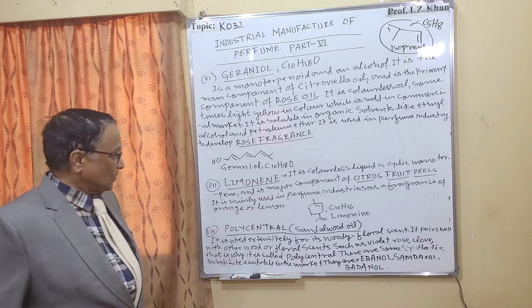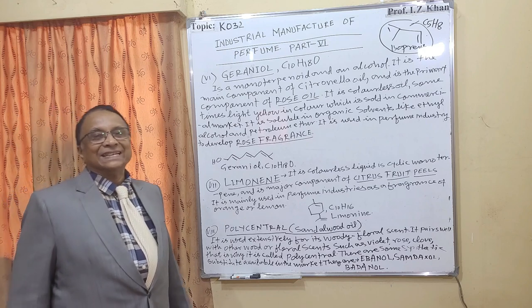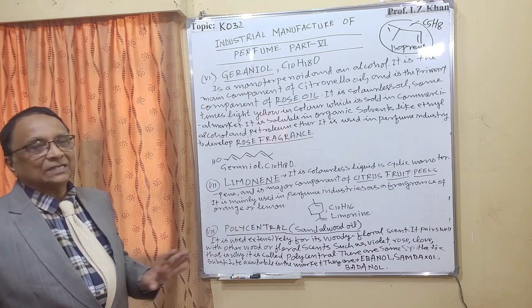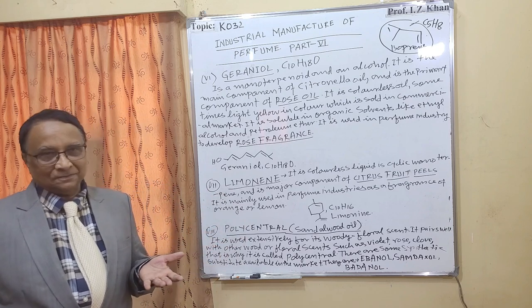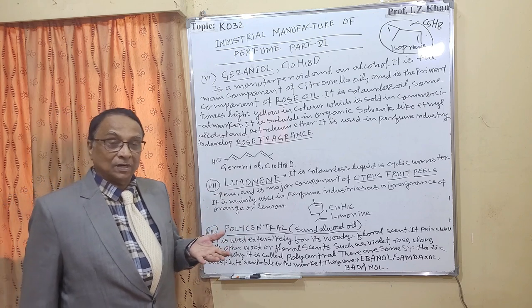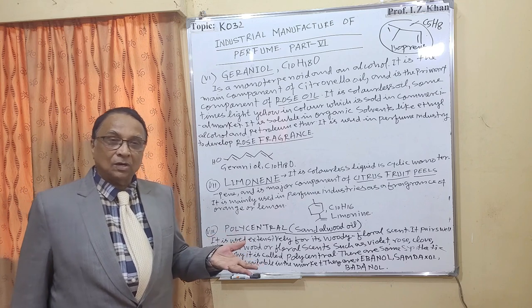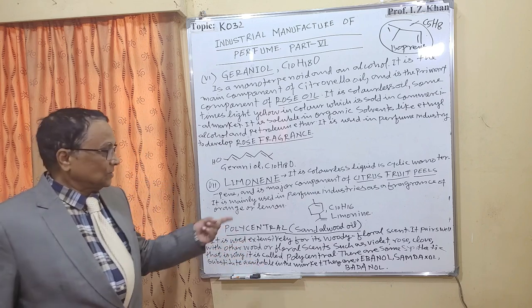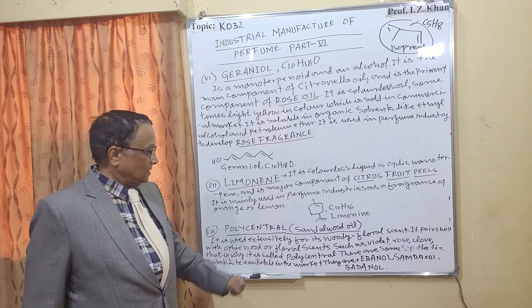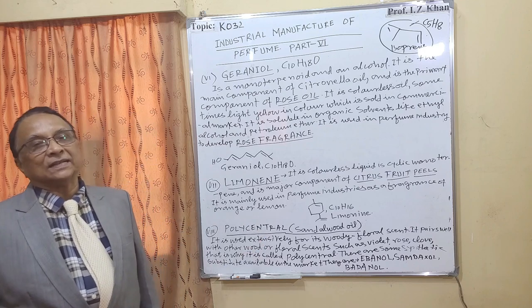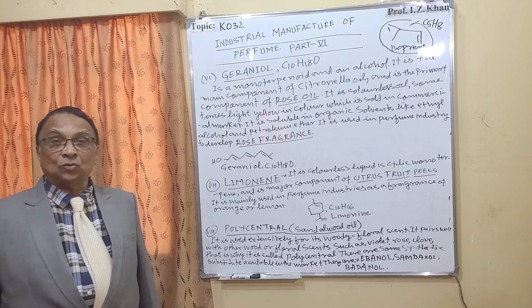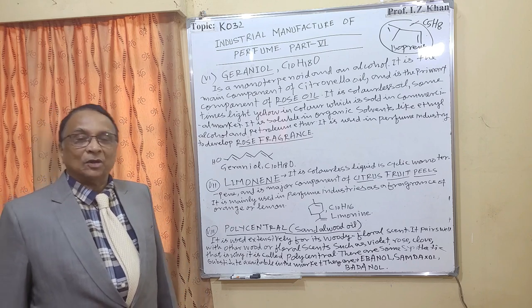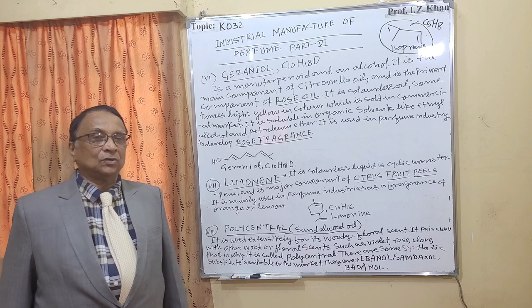Number 8, polycentral. The name poly means many. That's why the name polycentral is there, and it is actually sandalwood oil. The costliest in the world, like sandalwood. So this sandalwood is produced in the best quality in India. And I can say 90% of sandalwood oil is manufactured in India and it is exported to all parts of the world.